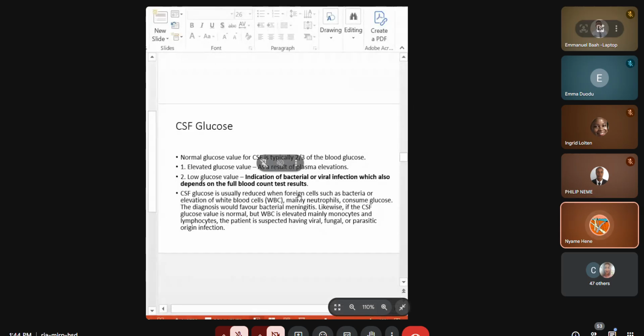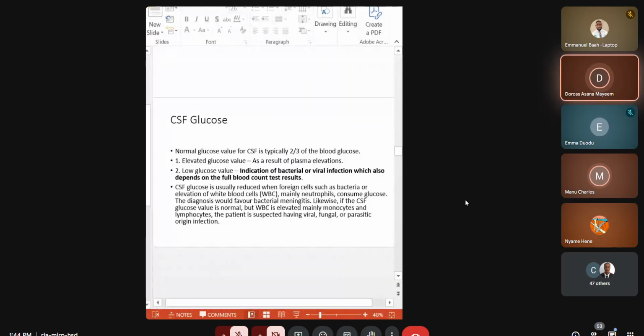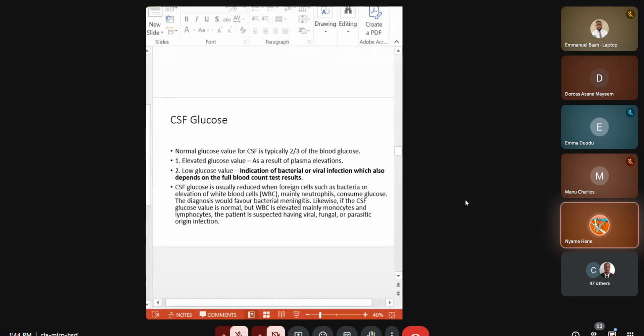Those of us who have our facilities, do you request? Yeah, sometimes. When the need comes. Please, sometimes we request. We ask them to do the full blood count. Do you ask them to do full blood count? Yes, please. Oh, okay.